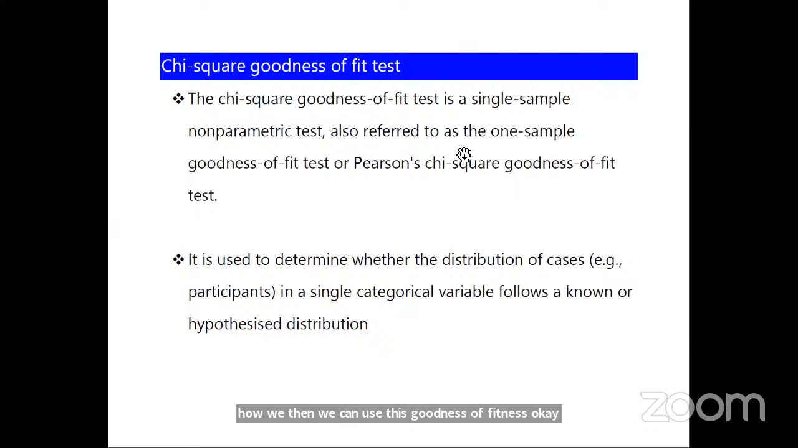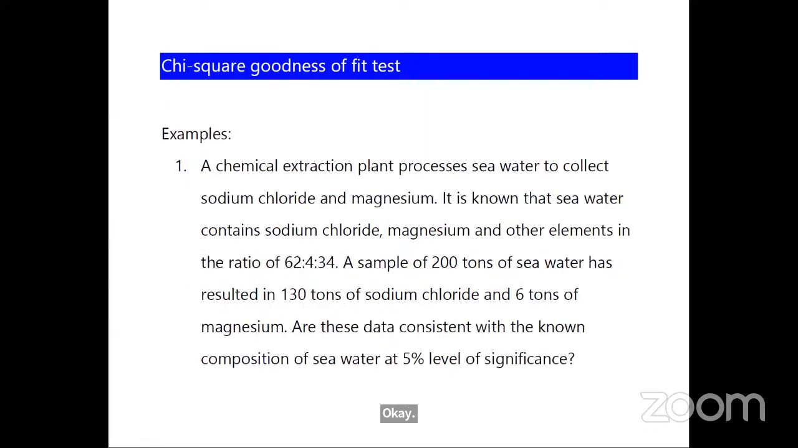It is again a non-parametric test, right? It is used to determine whether the distribution of cases in a single categorical variable follows a known or hypothesized distribution. Means the proportion is the same. That is what we are testing. Of course, for more than two groups, if we want to check. So let's see one example.